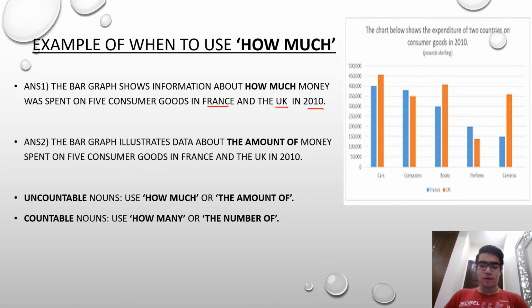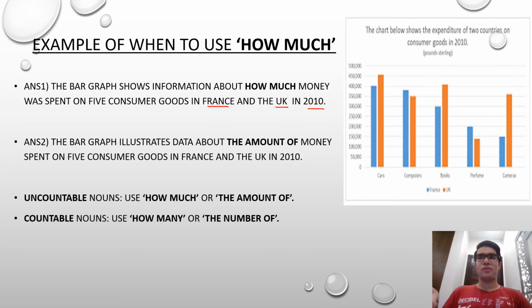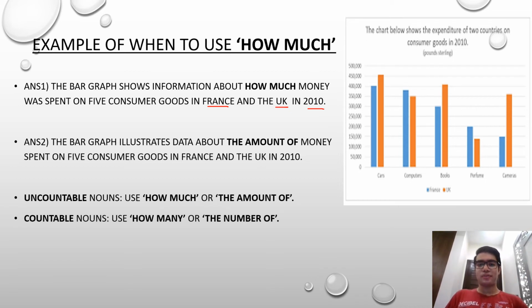Okay. Second format, we could say the bar graph illustrates data about the amount of money spent on five consumer goods in France and the UK in 2010. I told you this before, that when we use the second format, illustrates data, we should say the amount of or the number of. But when we say shows information about, we should say how much, or how many. So again, for uncountable nouns you should use how much or the amount of, but for countable nouns you should use how many or the number of.